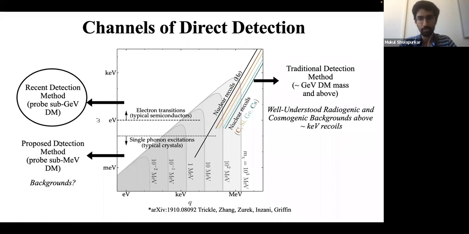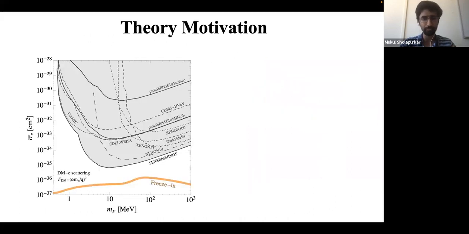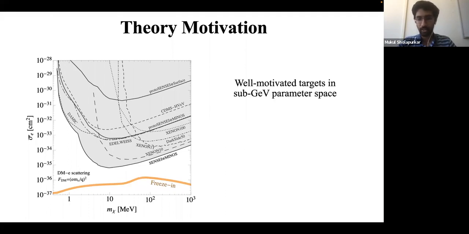So I'll first start with some of the recent experiments that have looked for electronic excitations to probe sub-GeV dark matter. So for the theorists in the audience, why should we care about this? If you see this plot of cross section versus the mass, these are the constraints put by these recent experiments by looking for electron recoils in their detectors. And there are theoretically very well motivated targets even in this sub-GeV parameter space.